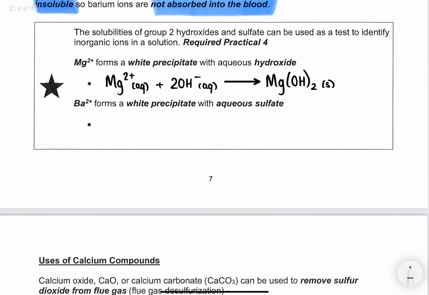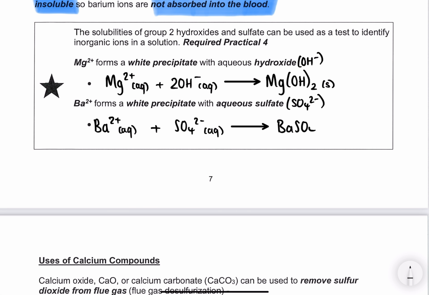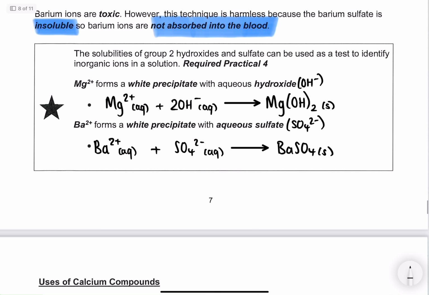If we want to test for sulfate ions in a similar way, we could add barium ions. So barium ions, like in barium chloride, would react with sulfate ions to give a white precipitate of the completely insoluble barium sulfate. And we could test for sulfate this way with barium ions, or barium ions with sulfate ions.